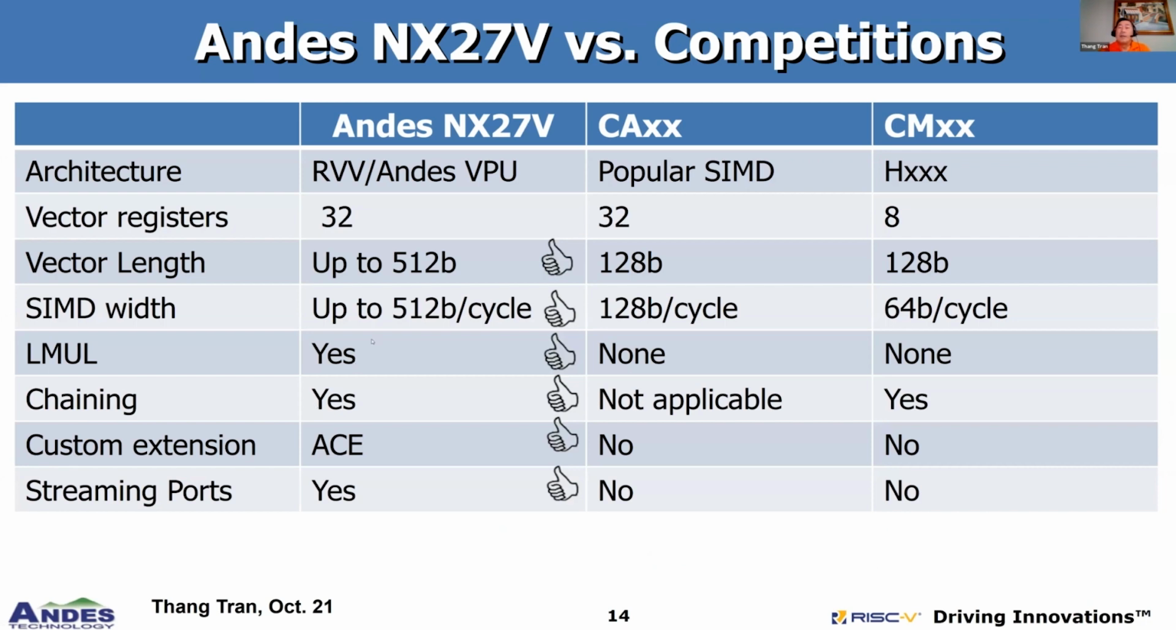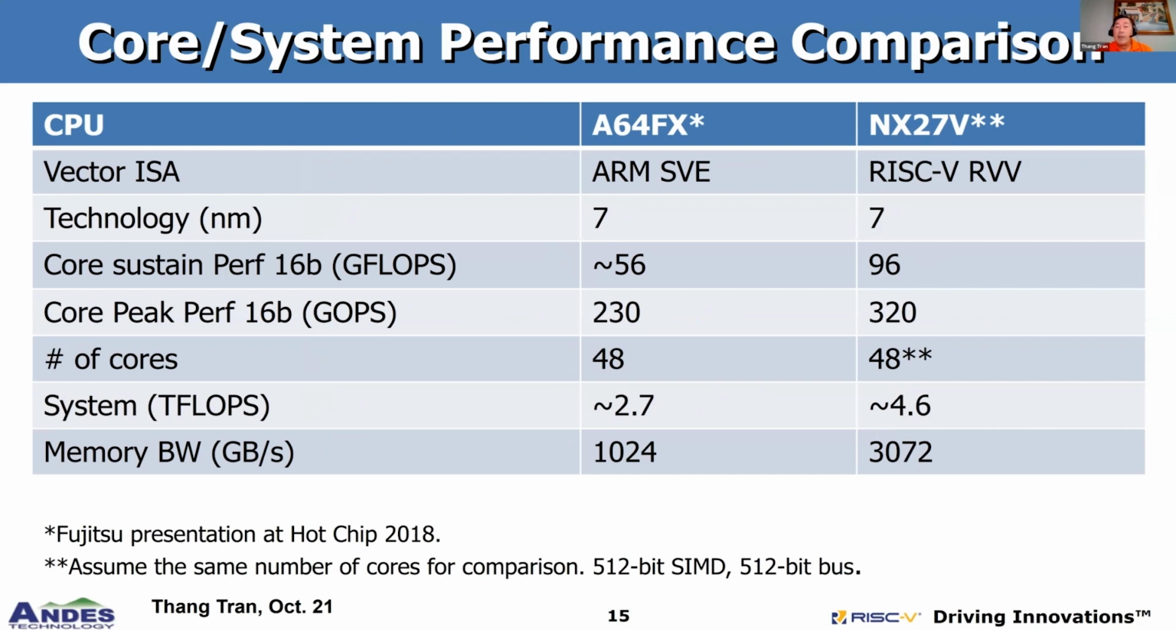The CM55 and Helium is the vector processor. Even our low-end vector processor with a VLEN and SIMD width of 128-bit is more powerful. Fujitsu developed an ARM scalable vector processor with the same SIMD width of 512-bit as our vector processor. Our numbers are higher in both sustained and peak performance.